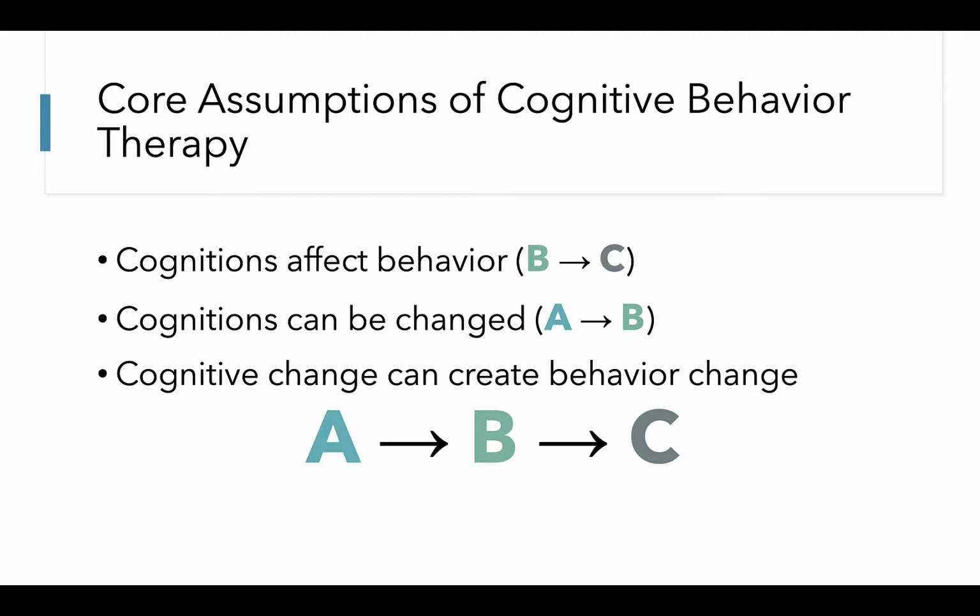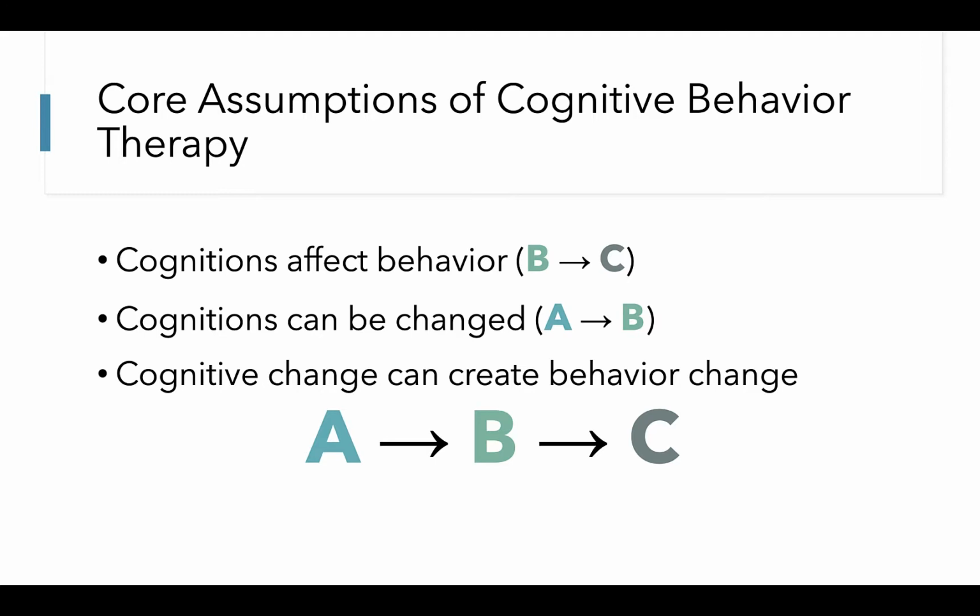It can be changed. And with time, an individual can change the way that they're reacting to events so that their reactions are leading to better consequences rather than poor consequences. So then, our third assumption puts all of these ideas together, that cognitive change can create behavior change. So we can harness this ABC model in a way that helps individuals understand how they're reacting to their experiences and how they can change the reactions that are not serving them well.